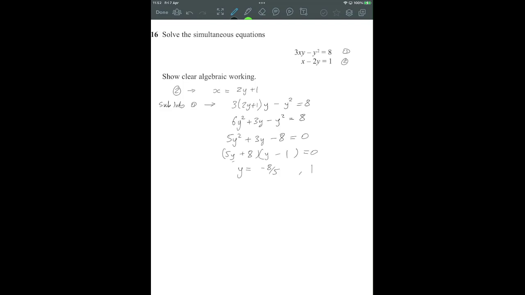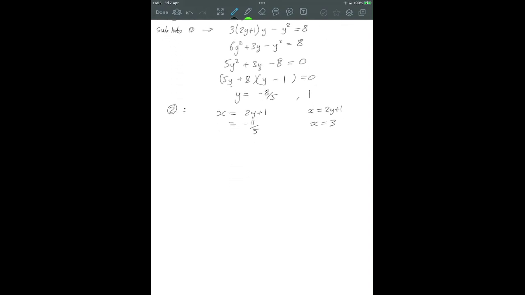I get my two answers, y equals negative 8 over 5 and 1. Well, I still need to go find my x values, so I'm going to use equation 2 again, which said that x was 2y plus 1, to get my two extra values. I'm going to do the one I can do in my head first. When y is 1, x is 3, and for the other one, 2 lots of negative 8 over 5 plus 1 gives me my other x value of negative 11 over 5.